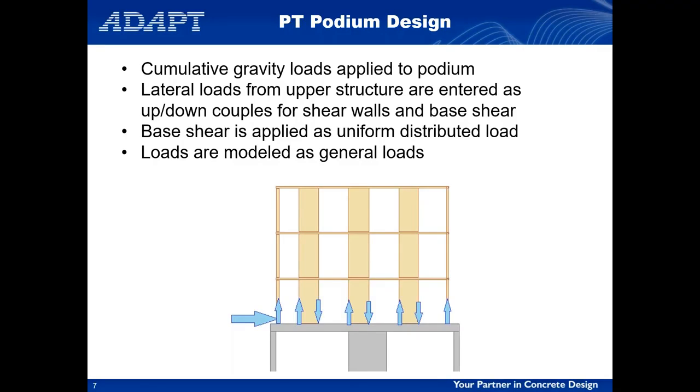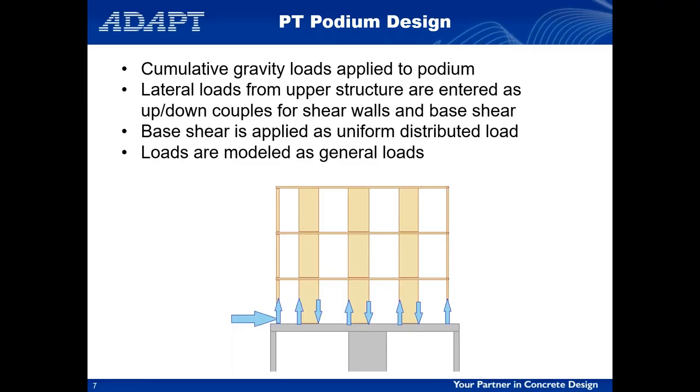We're going to apply the cumulative gravity loads to the top of the podium. The lateral loads are going to be entered as up and down couples, representing the pull up and down forces of the ends of the shear walls. The base shear, we would typically recommend, take the base shear that you have from the upper structure and just apply that as a distributed uniform load on the structure.